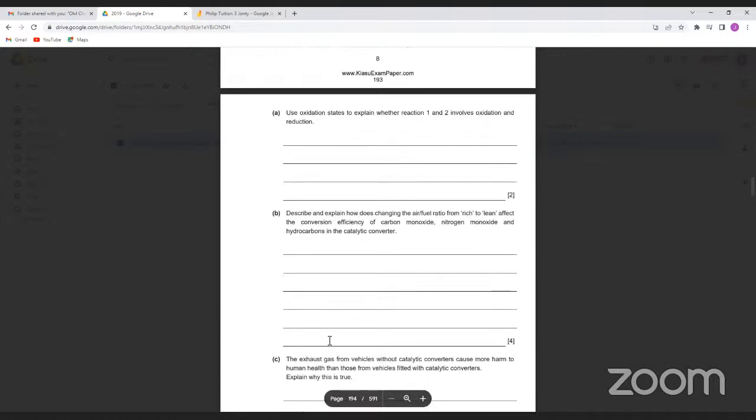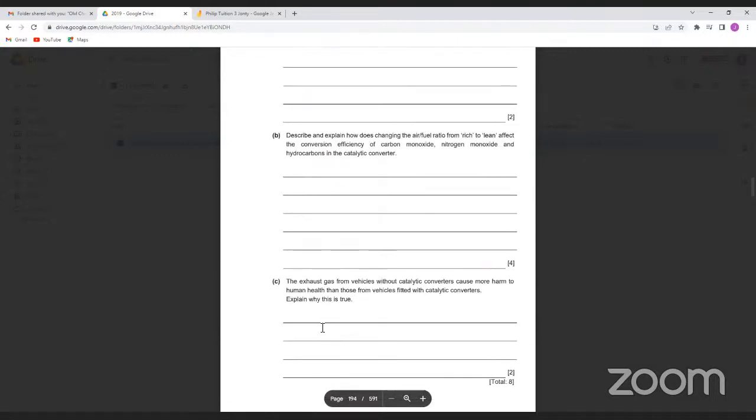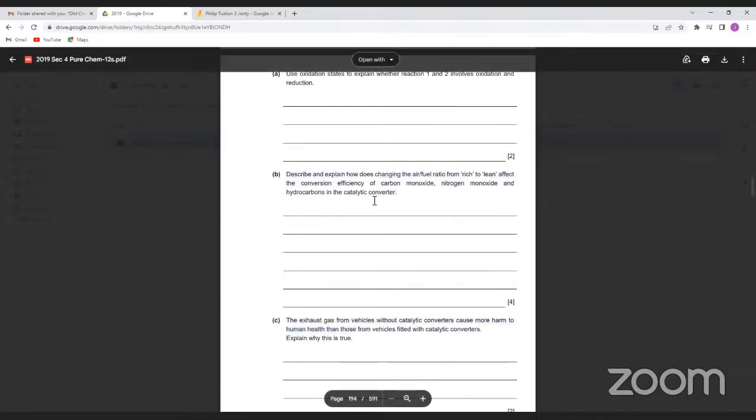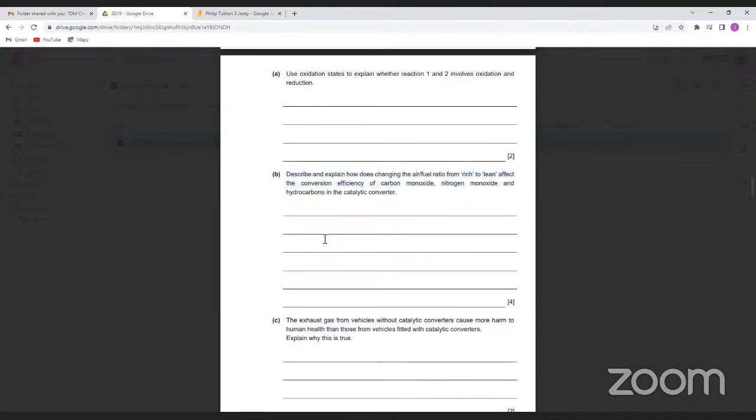So that's not pollution. Describe and explain how it is changing. Yeah, these are not in the syllabus. These are in the graph. So we have to understand the graph here. None of these are pollution. This is pollution. Catalytic converter is pollution. But how is this about pollution? Describe and explain how they're changing.